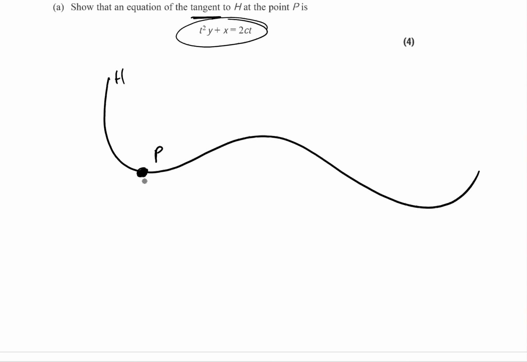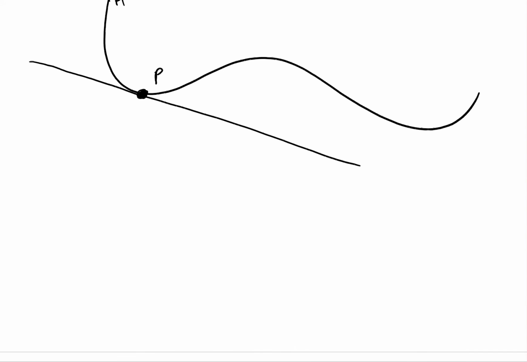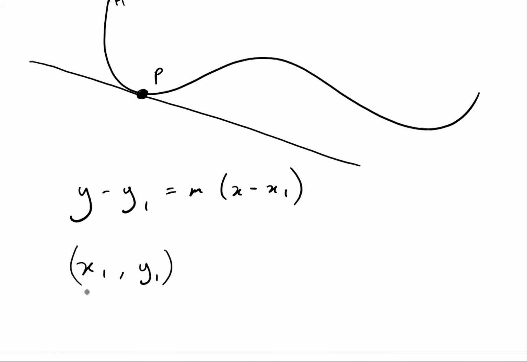We've got some general point P which lies on our rectangular hyperbola, and we then need to find the equation of the tangent line at P. Well, a tangent is a straight line, and so whenever we find the equation of a straight line, we can use our old friend, y minus y1 equals m times x minus x1. So what do we need? Well, we need a point x1, y1 which lies on this straight line, and we also need the gradient of that straight line. If we've got those two things, then we can use this formula and it will fall out.